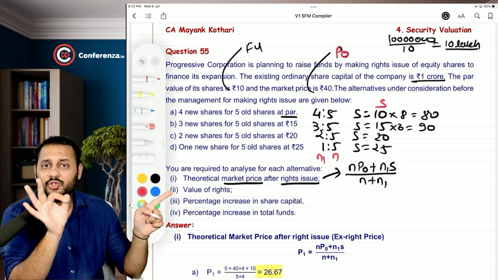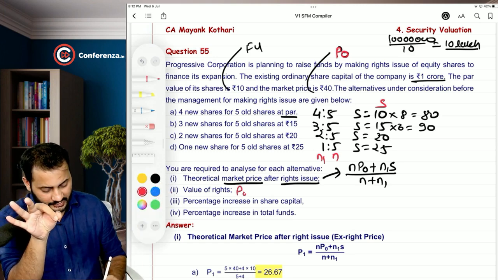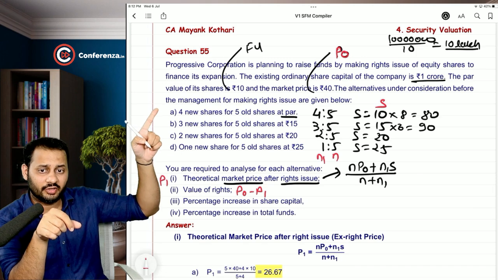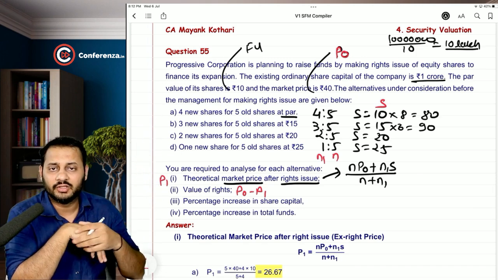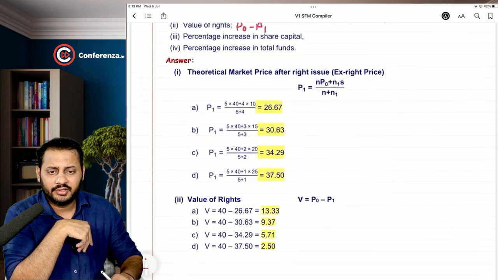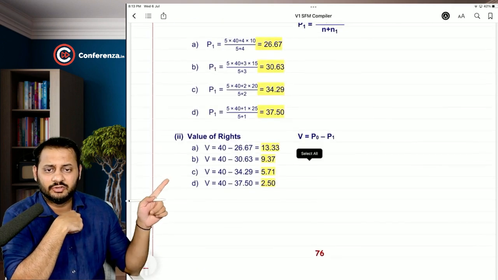Second part is the value of right: P0 minus P1. You have already calculated P1 in the first part, and P0 is already there with you, 40. You can easily calculate the value of the right, P0 minus P1.